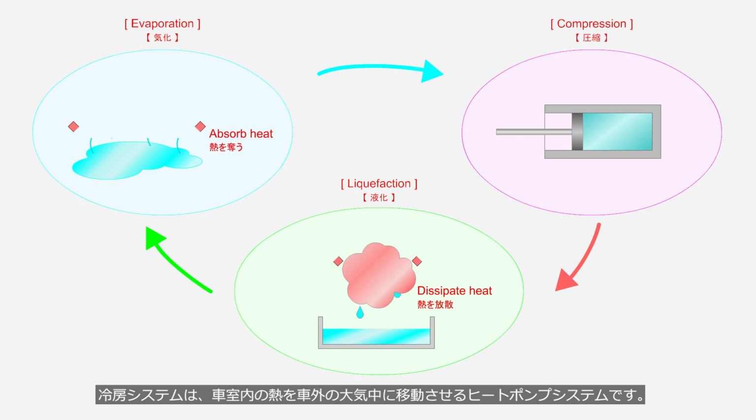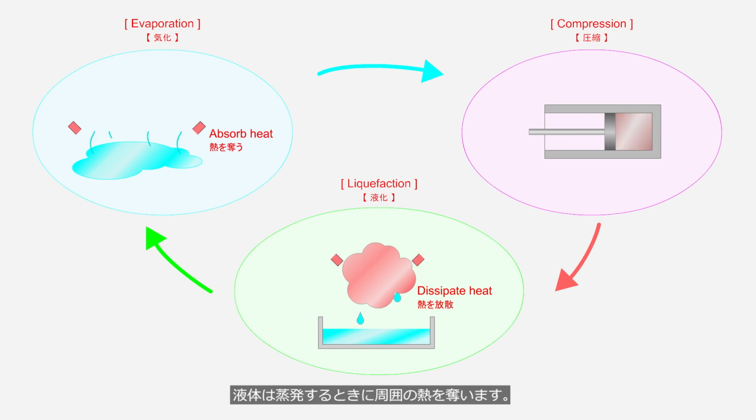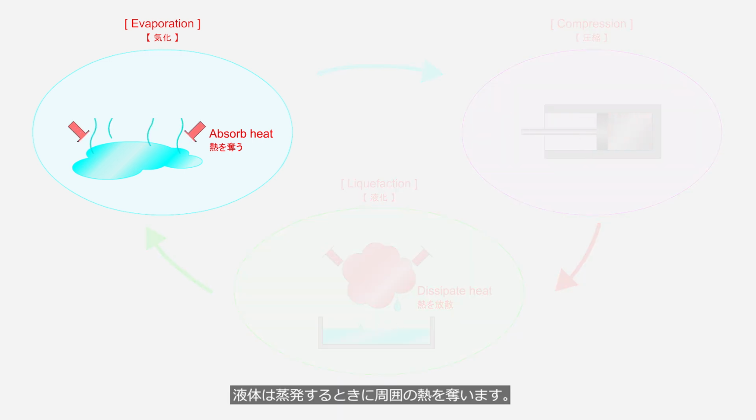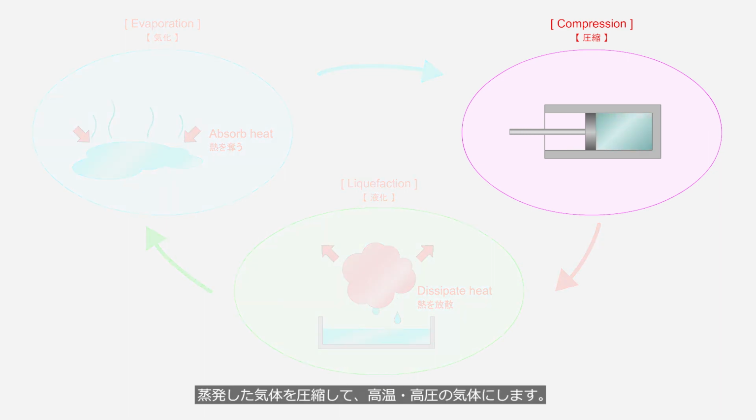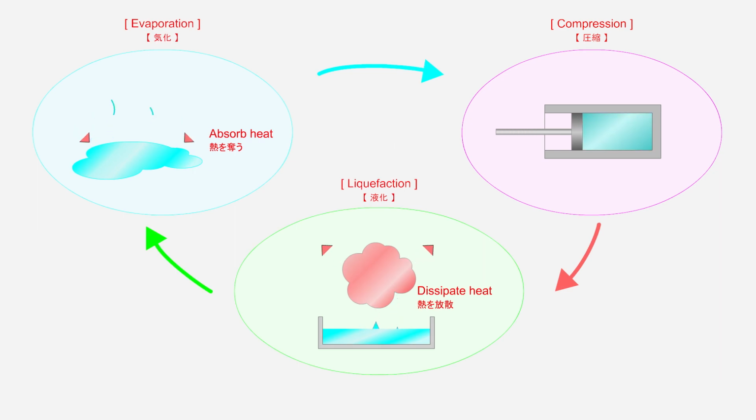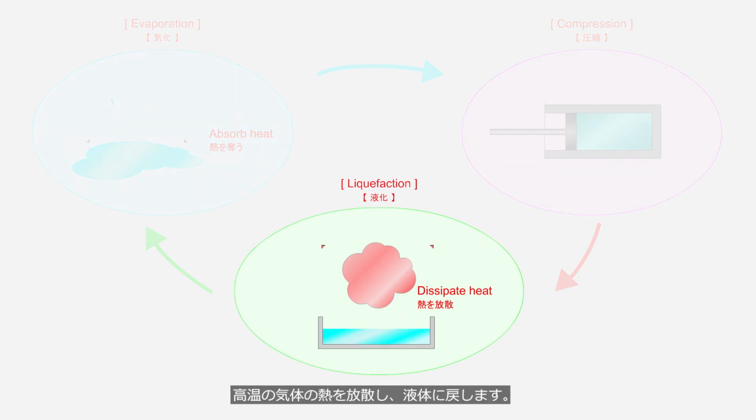The cooling system is a heat pump system that transfers heat from the interior of the vehicle to the external atmosphere. When a liquid evaporates, it absorbs heat from its surroundings. The evaporated gas is compressed to become a high-temperature and high-pressure gas. The high-temperature gas releases heat and returns to a liquid state.